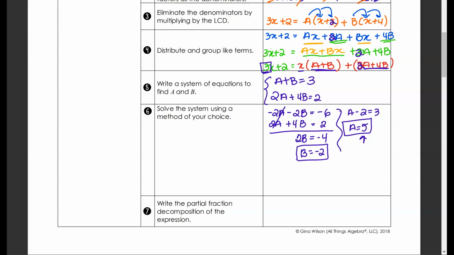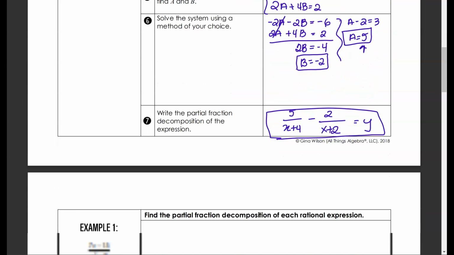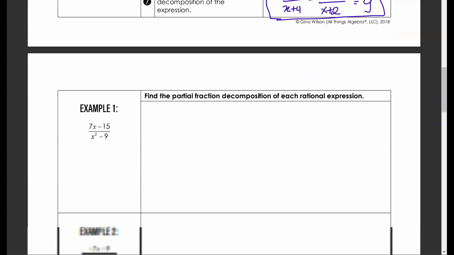So that means the way that we would break this up, the partial fraction, we would have 5 over x plus 4 minus 2 over x plus 2. Okay. So we decompose that fraction into its parts. Let's look at an example.